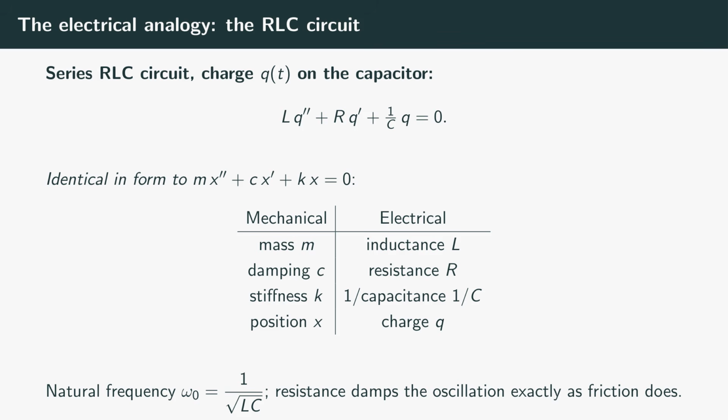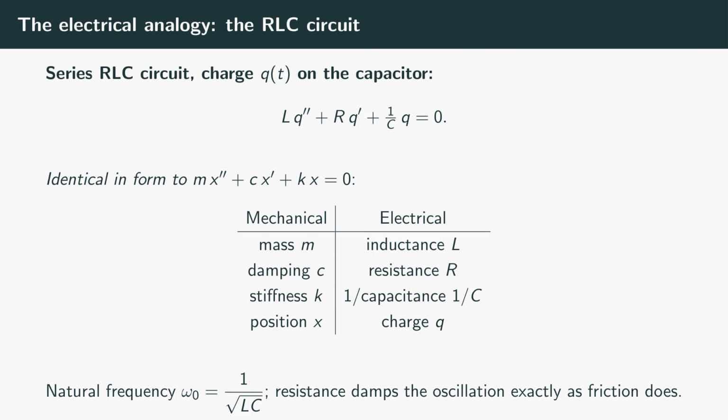It is identical in form to mx double prime plus cx prime plus kx equals 0. The mathematics does not care whether the symbols mean a mechanical system or an electrical one. Inductance L plays the role of mass. It resists changes in current the way mass resists changes in velocity. Resistance R plays the role of damping.